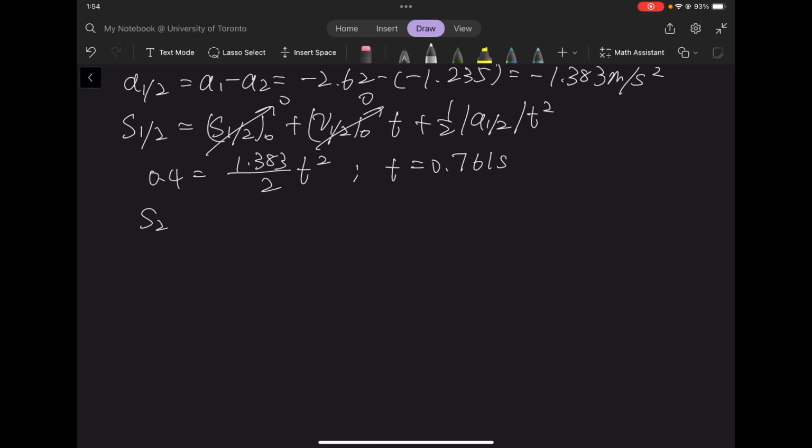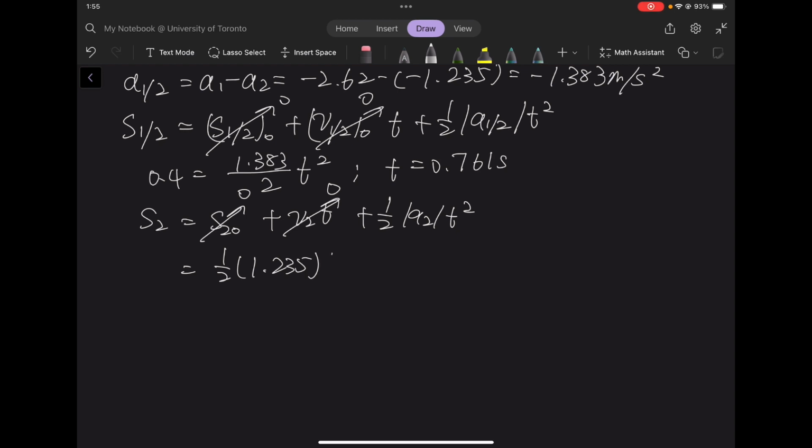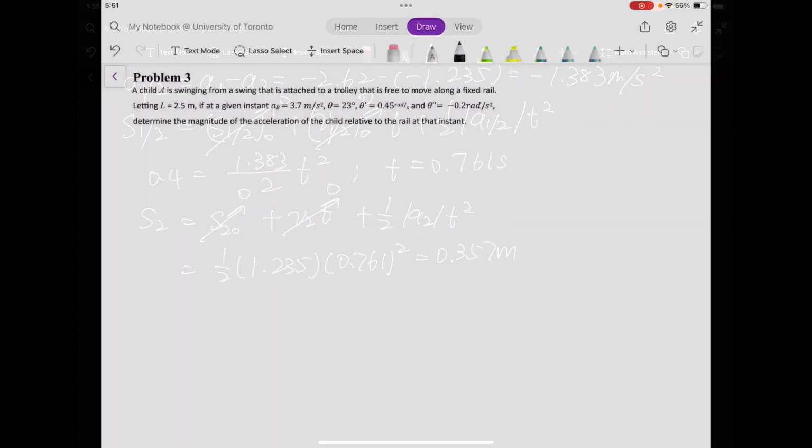For S2, equal to, again, S2 initial equal to 0 plus V2 initial when t equal to 0 plus 1 over 2 a2 t squared. We have 1 over 2 times 1.235 times 0.761 square equal to 0.357 meter. Question number 3.